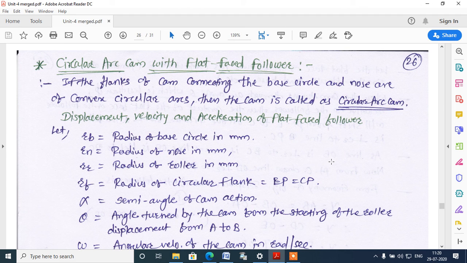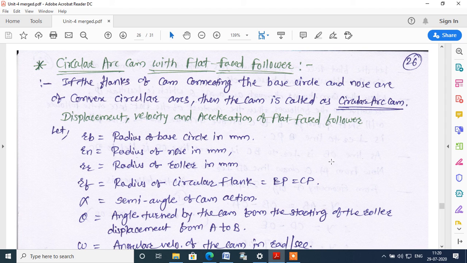Welcome back to the next module of Theory of Machines 2, unit number 4, Cam and Follower. Today we will see the circular arc cam with flat face follower.